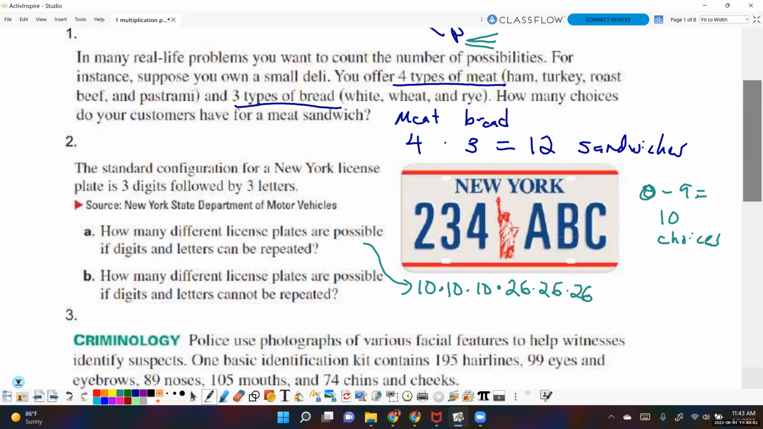Wow, that is a lot. 17576. Wow, that's a lot. Okay. Now, part B says, how many different license plates are possible if letters and digits cannot be repeated?